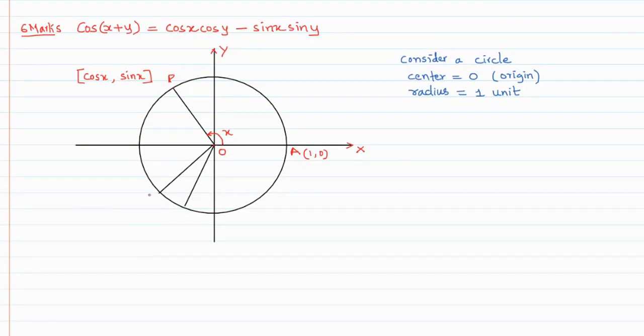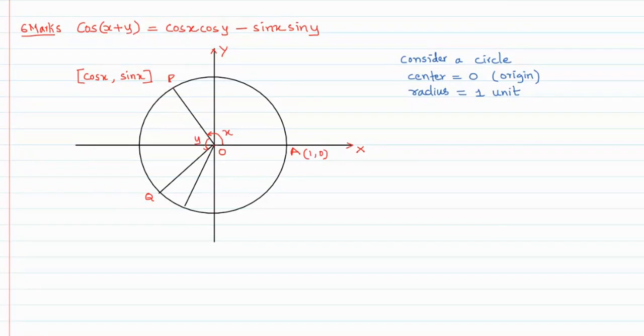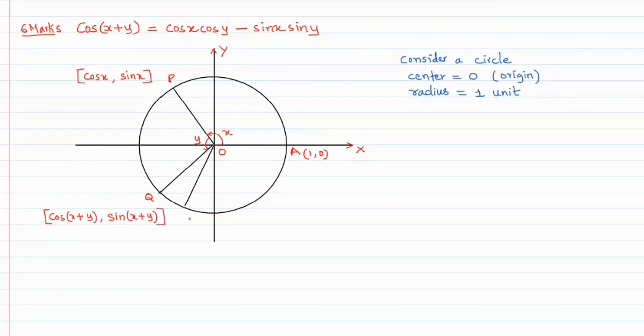Another point I will take as Q. It is at an angle x plus y from the x-axis, or you can say angle POQ is equal to y. Then the total angle from the x-axis is x plus y. So the coordinates of point Q will be (cos(x + y), sin(x + y)).